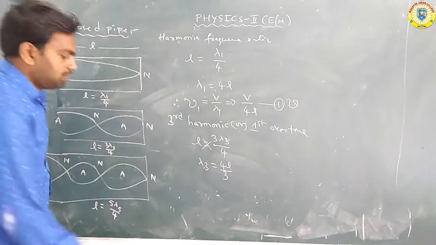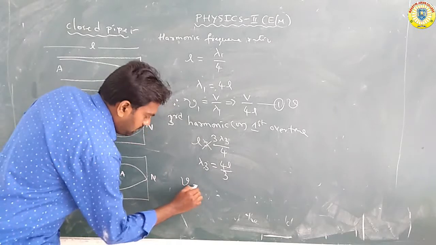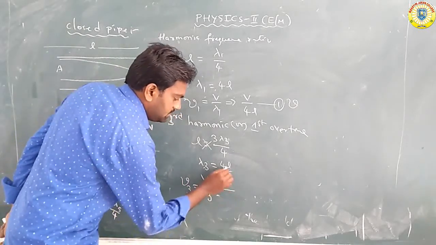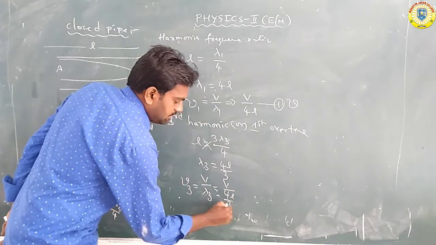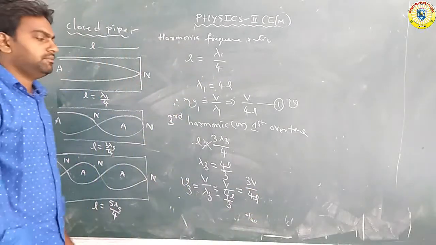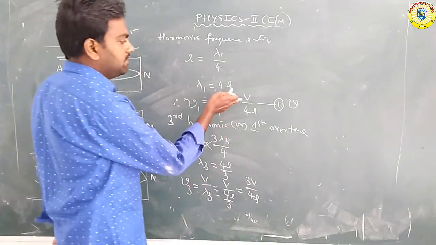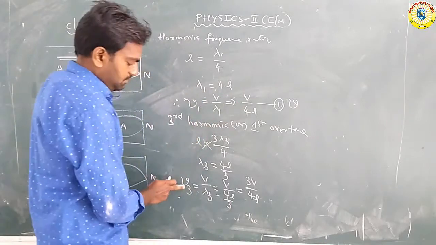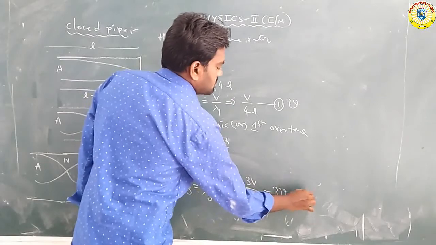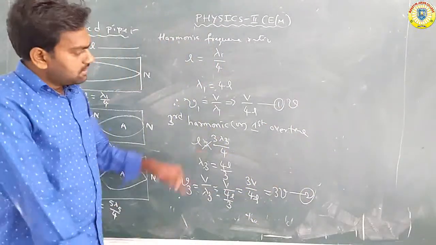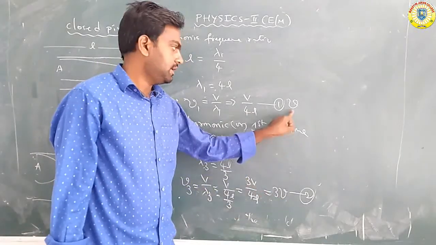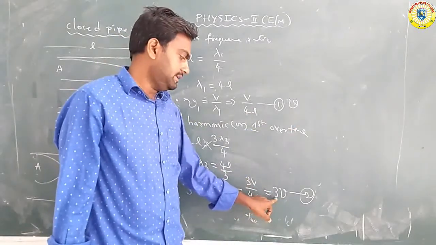The harmonic frequency ν3 = V/λ3. Substituting λ3 = 4L/3, we get ν3 = 3V/4L. Here ν1 = V/4L and ν3 = 3V/4L, so we can write ν3 = 3ν1, equation 2.